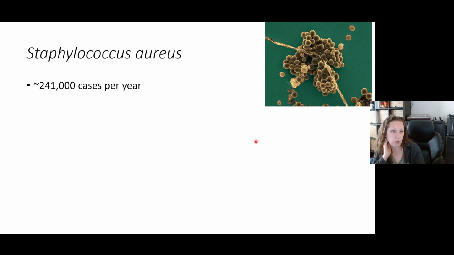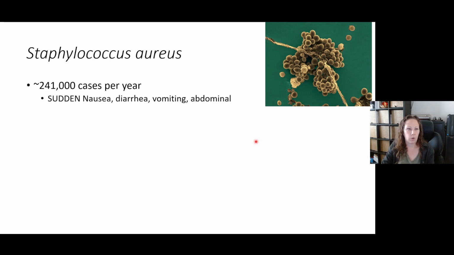There are about 241,000 cases per year, so not as common as Clostridium perfringens, but way more common than botulism. When you get this, you know it. There is sudden nausea, diarrhea, vomiting, and abdominal cramps. A term that could be used for this is double bucket disease, because both the vomiting and diarrhea are occurring at the same time potentially, and are often referred to as explosive. So it is a very uncomfortable one.